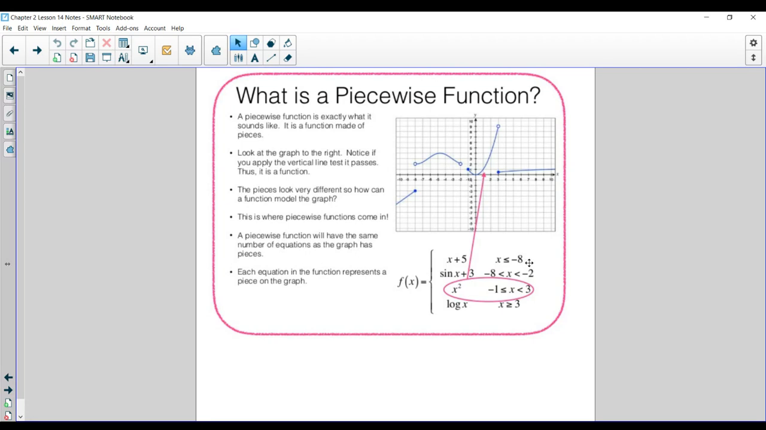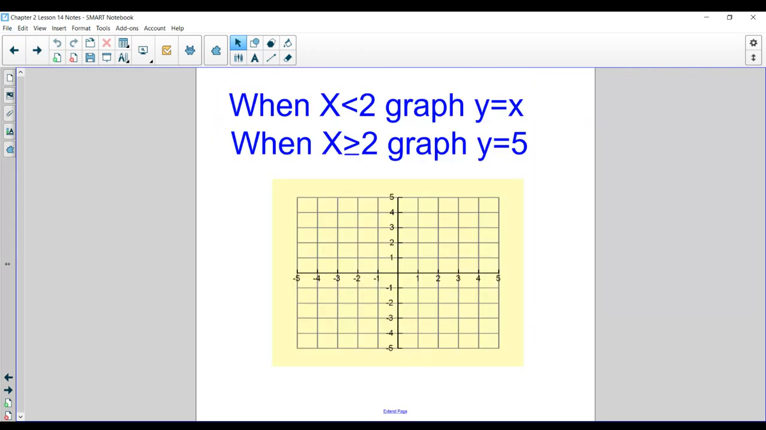And notice that at the end of them, it tells you where that's going to be. So you're going to have the name of your function. You'll have various equations that go along with that, and then where to do each one of those. And you'll see here that it breaks up into each one of those pieces over a certain interval. So what you'll be asked to do is graph something like this.